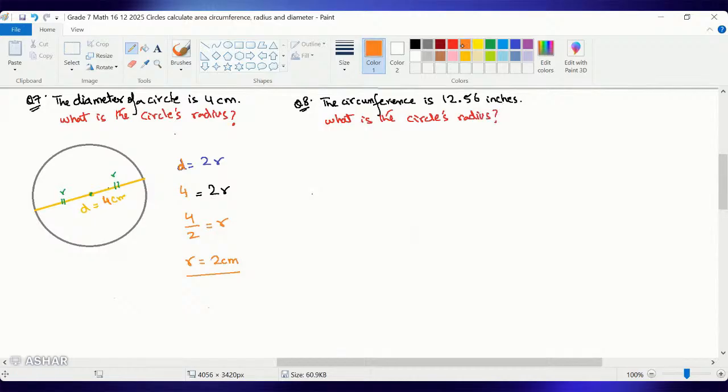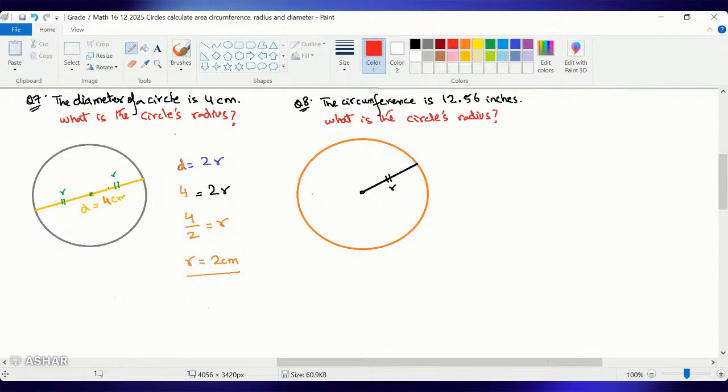That means if the circumference is given, then the outer ring of the circle is given to us. We need to find the radius. The radius is the distance from the center to the circumference at any point in the circle. Then we can say this is the radius, and the outer ring that I made in orange, that is the circumference.